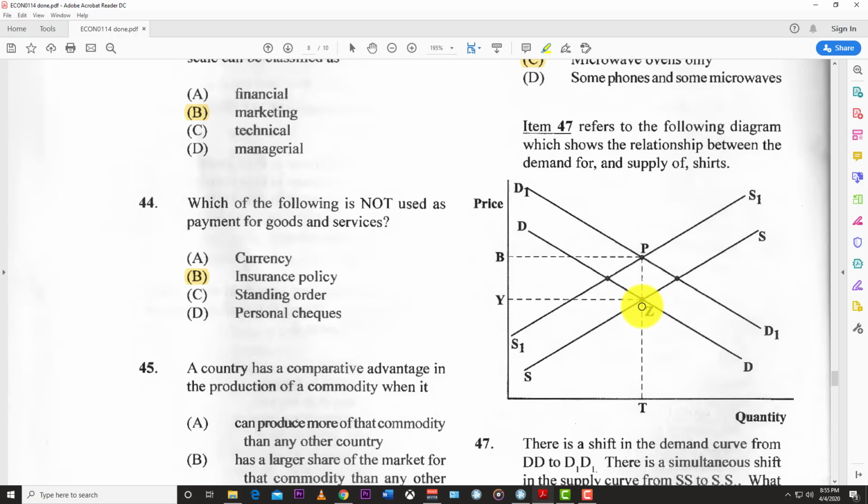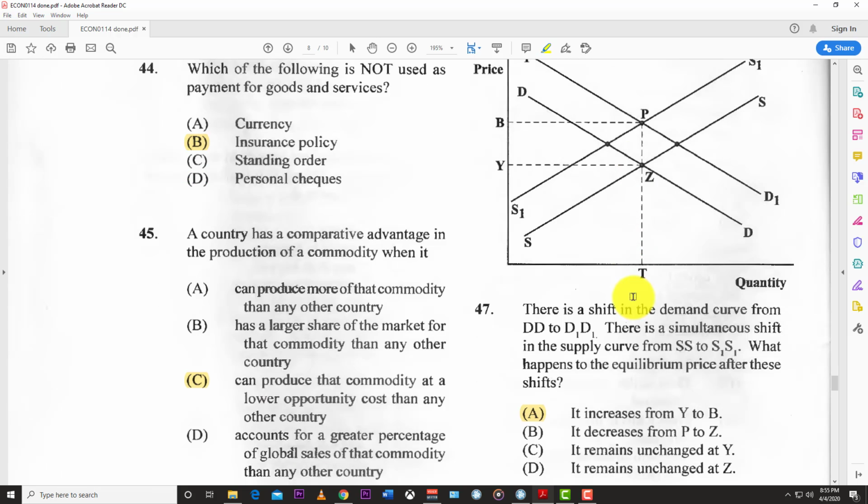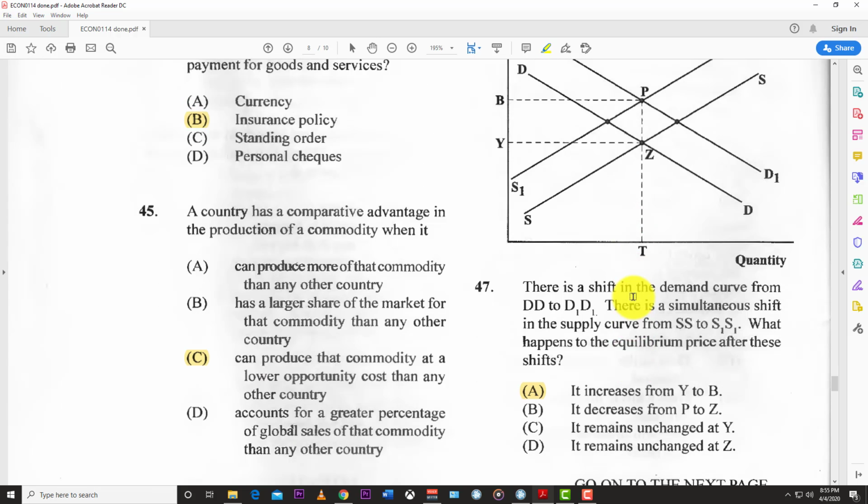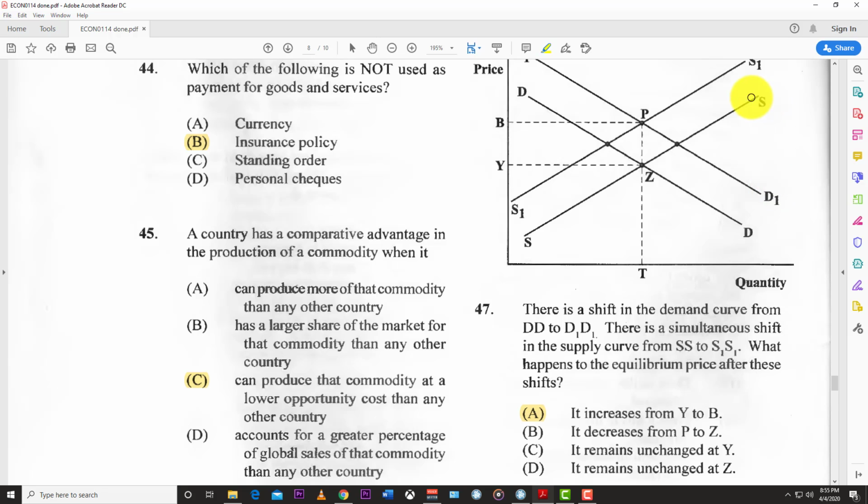47 refers to the following diagram, which shows a relationship between the demand for and supply of shirts. And so we have it right here. Looks a little complicated, but let's break it down. There is a shift in the demand curve from D to D1. There is a simultaneous shift in the supply curve from S to S1. What happens to the equilibrium price after these shifts?